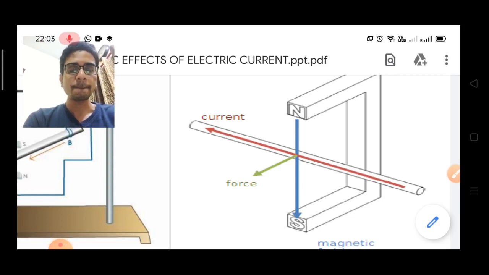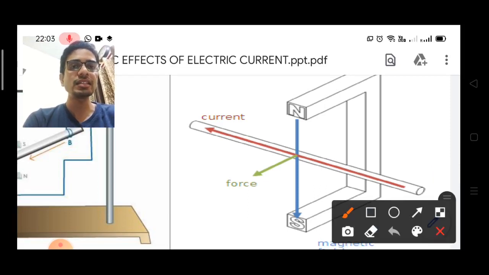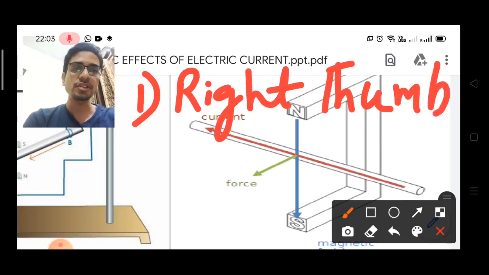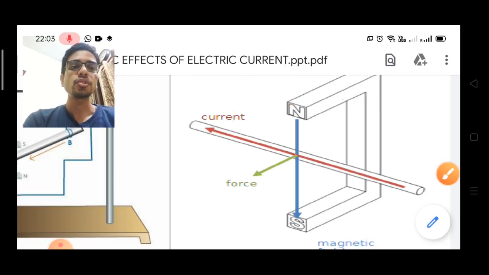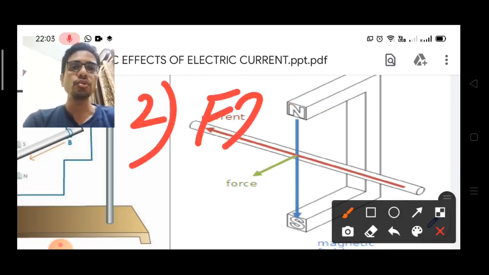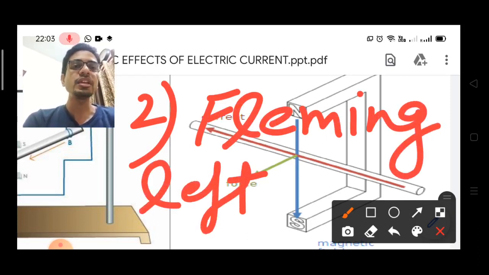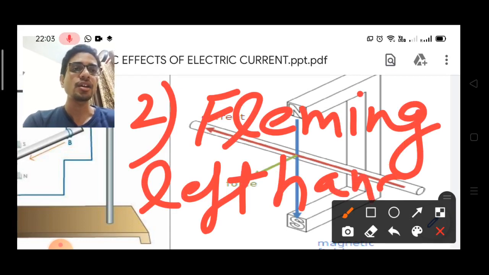So for that there is a rule which is called Fleming's left hand rule. You have previously studied the right hand thumb rule. So basically in this chapter there are three rules. First is the right hand thumb rule, which is used to find out the magnetic field line's direction. Second is Fleming's left hand rule, and it is used to find out the direction of force experienced by a current carrying conductor when it is placed in a magnetic field.